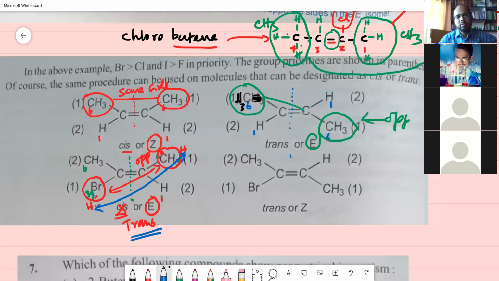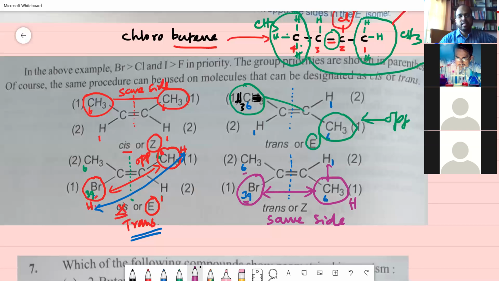Okay, let us do the same thing for this. You draw a line across the double bond here, and this atomic weight is 39, this atomic weight is 6, this atomic weight is 1, and this is 6. Now look into the priority. If you compare this and this, this is high priority. And if you compare this and this, 39 is higher than 6. So this is high priority. So these two high priorities are on the same side. Therefore it is Z isomer.